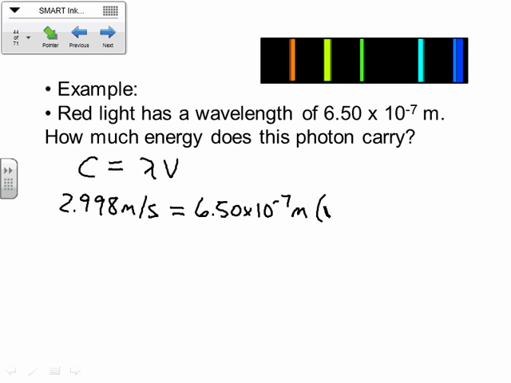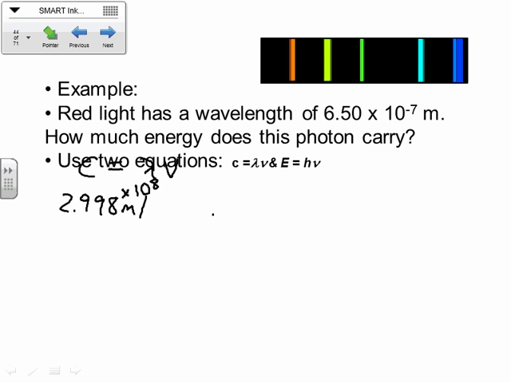So then all we have to do is solve for v. Okay, it looks complicated, but it's really not that bad. Whoops, 2.998. That's a little slow for light. Times 10 to the 8th meters per second. Okay, so then you can solve for the frequency, and then once you have the frequency, you can plug it into this equation right here, and you can figure out the energy of that particular light. Okay, so that's how you would do that.